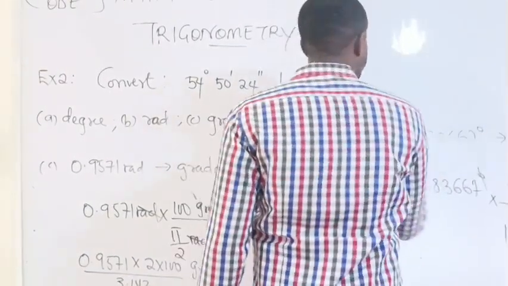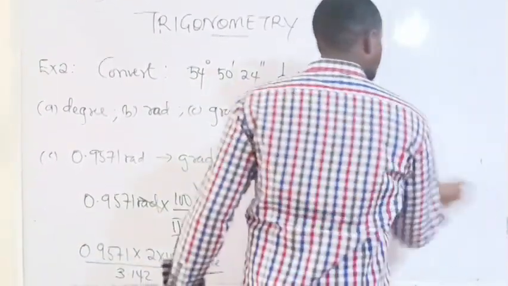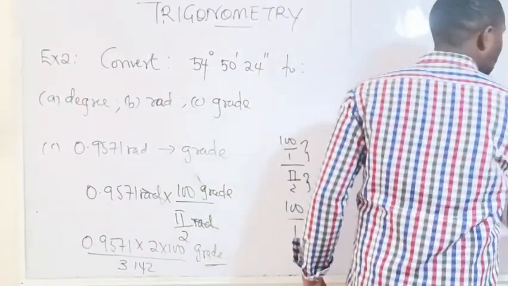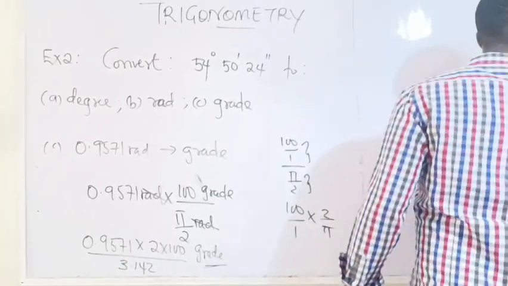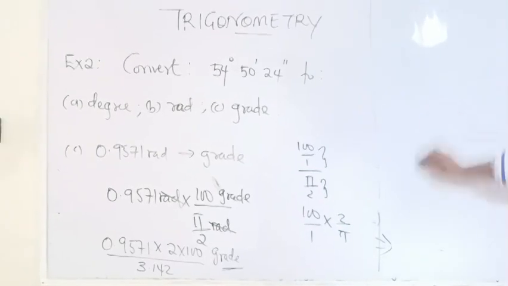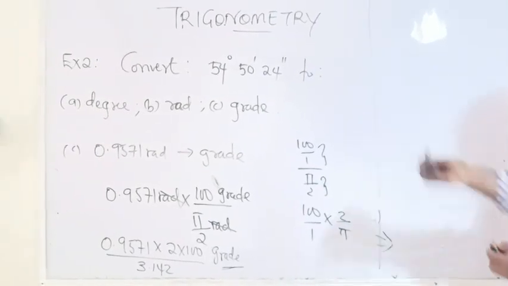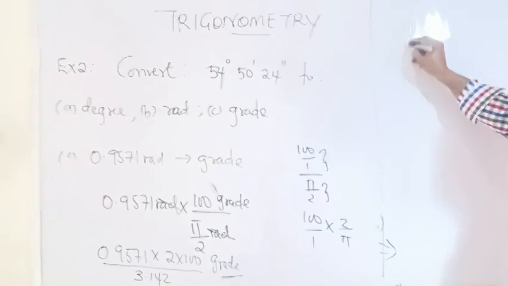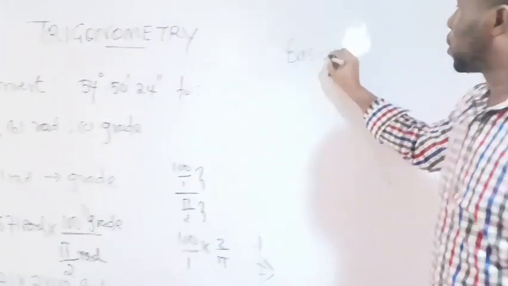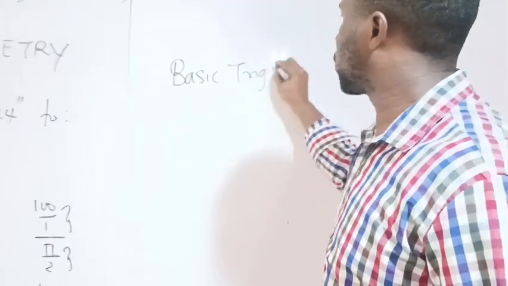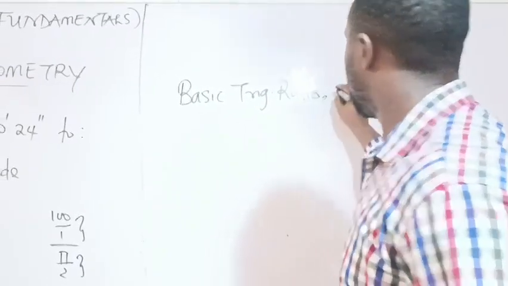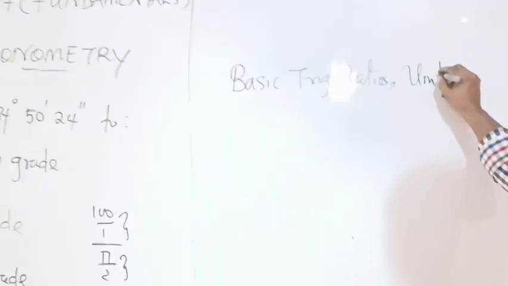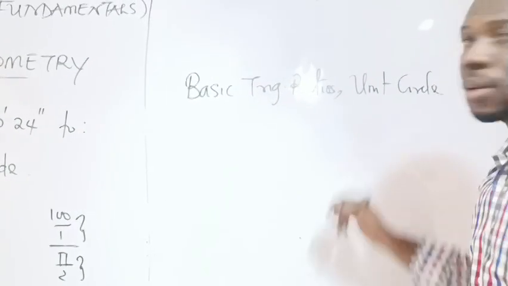So let me talk briefly about units, circles, and basic trigonometrical ratios or functions. So I'll start off with basic trig ratios. And also I'll talk about unit circles.